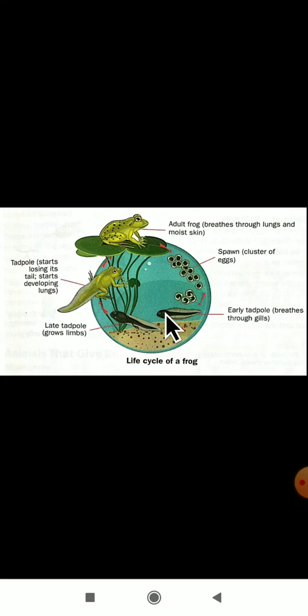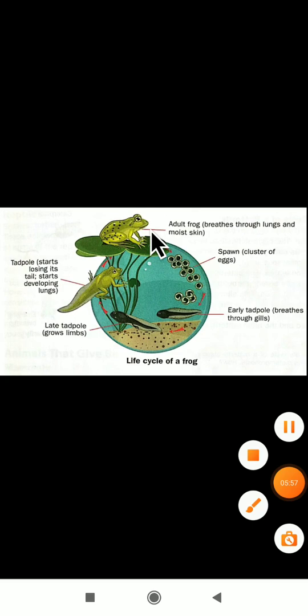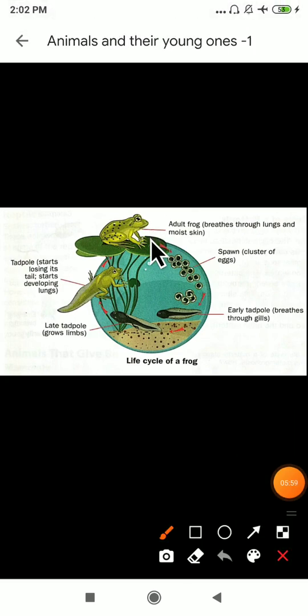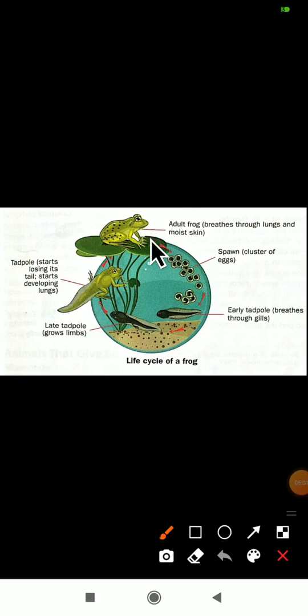Let us see here. You can see this is the adult frog. It breathes through the lungs and the moist skin. You all know the breathing process in a frog. In previous classes we have studied the breathing process through the skin.